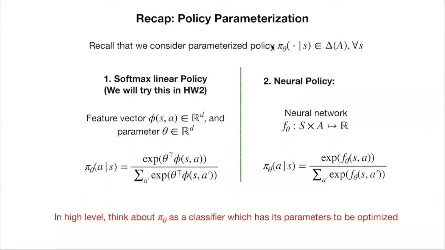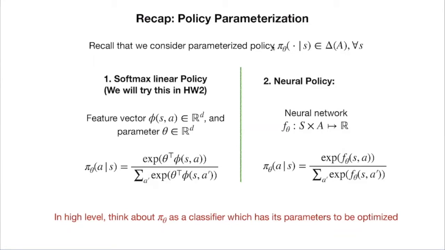So we started talking about a parameterized policy, and then computing the gradient with respect to the parameters of the policy, so that we can take gradient ascent to optimize the parameters of our policy. Two of the most common parameterizations people use are the softmax linear policy, which is the one that you will try out in your homework, and the second one is the neural policy.